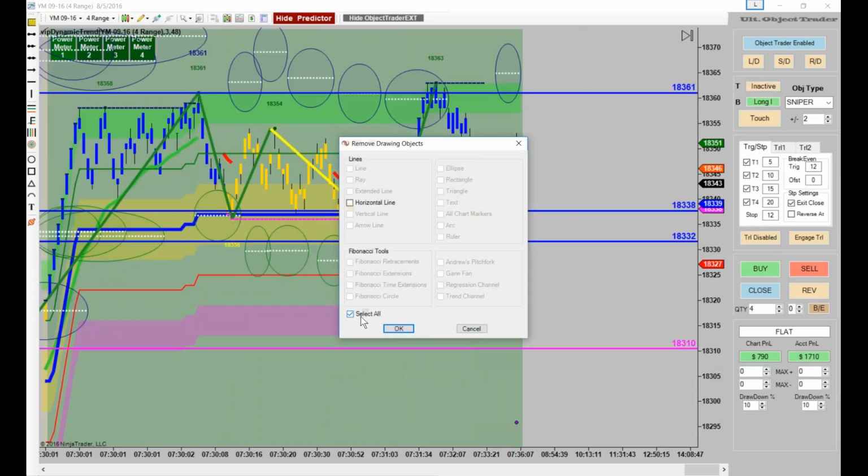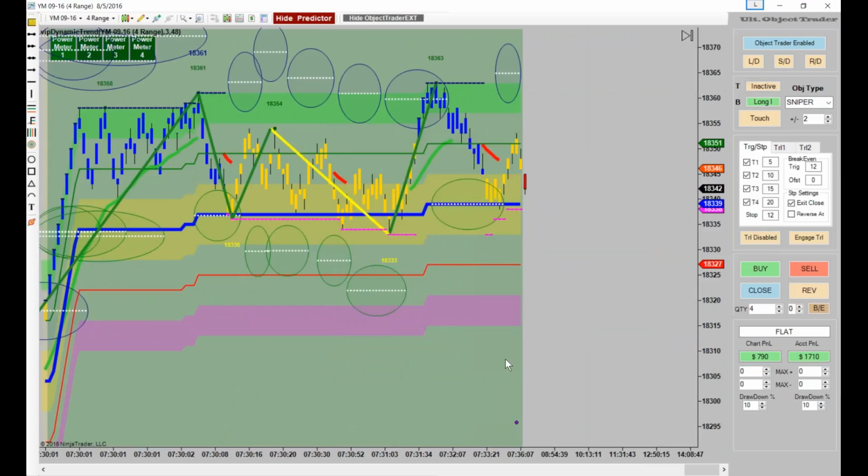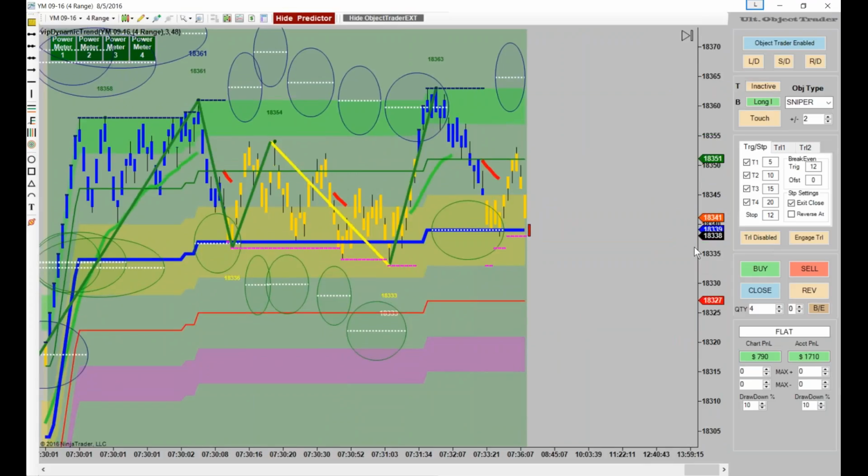I'm going to get rid of all the lines. And we'll get rid of the dots, too.